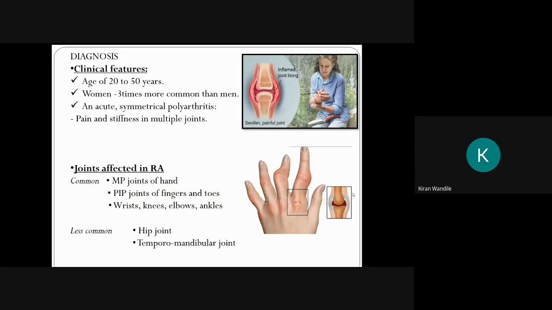So how to diagnose a patient with rheumatoid arthritis? The age is typically between 20 to 50 years. That is the common age, but it can occur in the old age population also. The occurrence below the age of 20 years is less. And females are affected 3 times more than males.